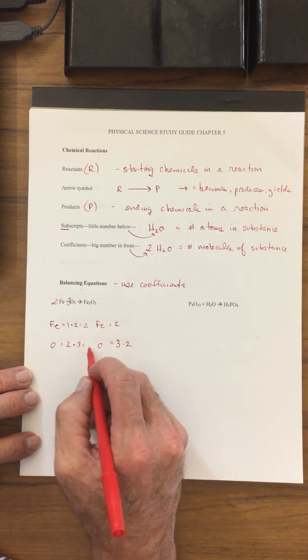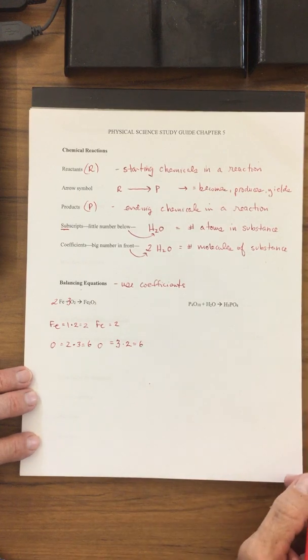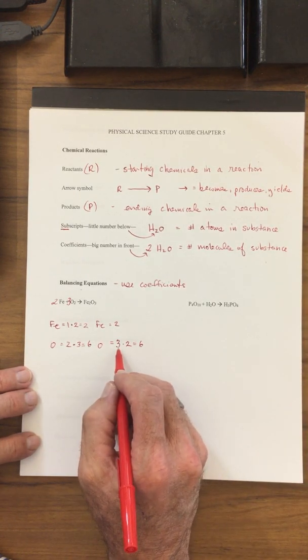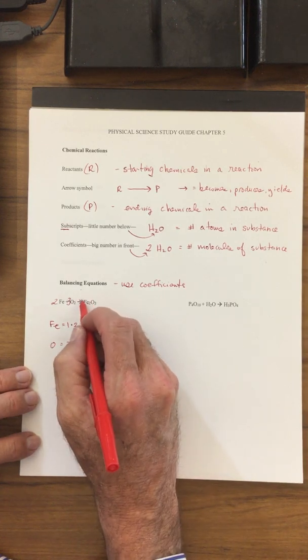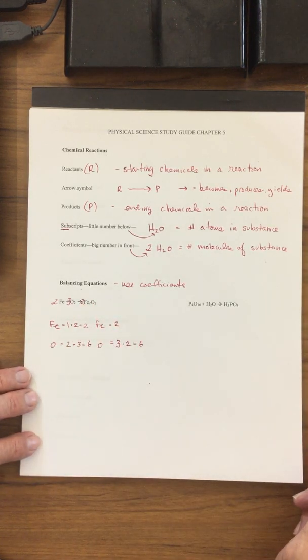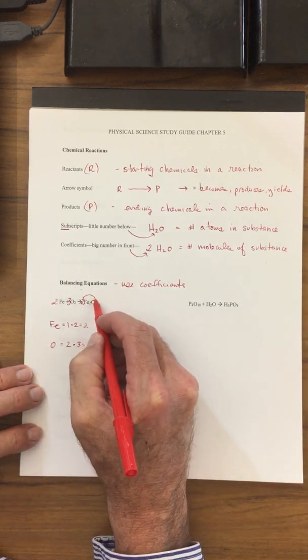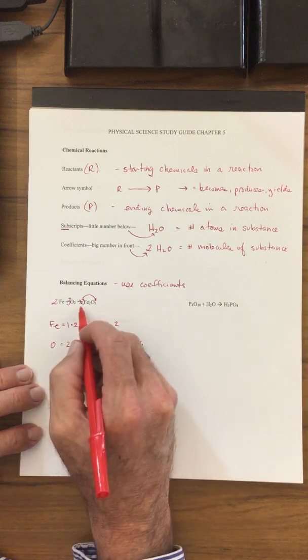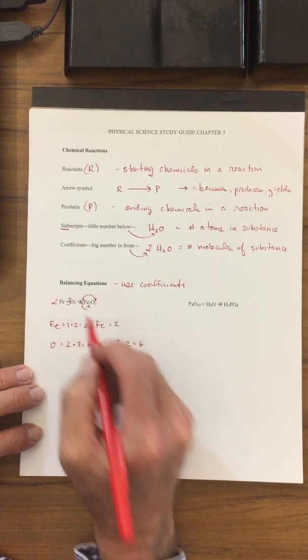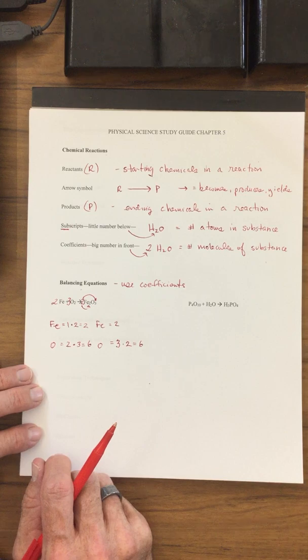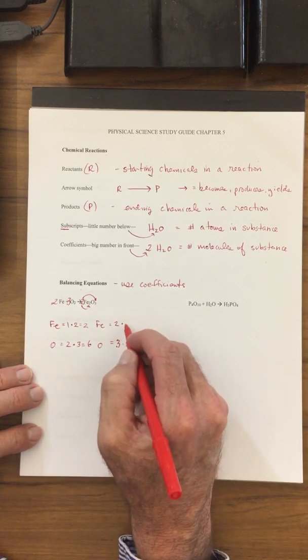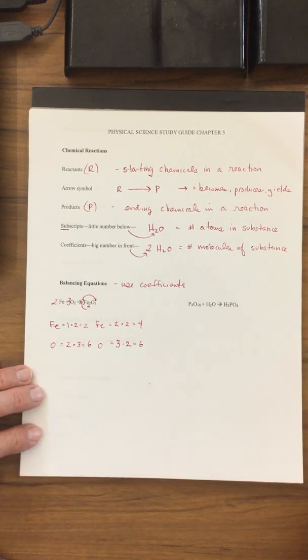So that's going to give me 6 here. It will give me 6 there as well. So let's go ahead and multiply the oxygens over here. I'm going to be using coefficients, so I'm going to be putting a 2 right there. So now let's see if this is now balanced. By adding 2 times 3, that gave me the 6 oxygens, but it also changed the number of irons that I have. How many irons do I now have? I have 2 times 2, which is equal to 4.